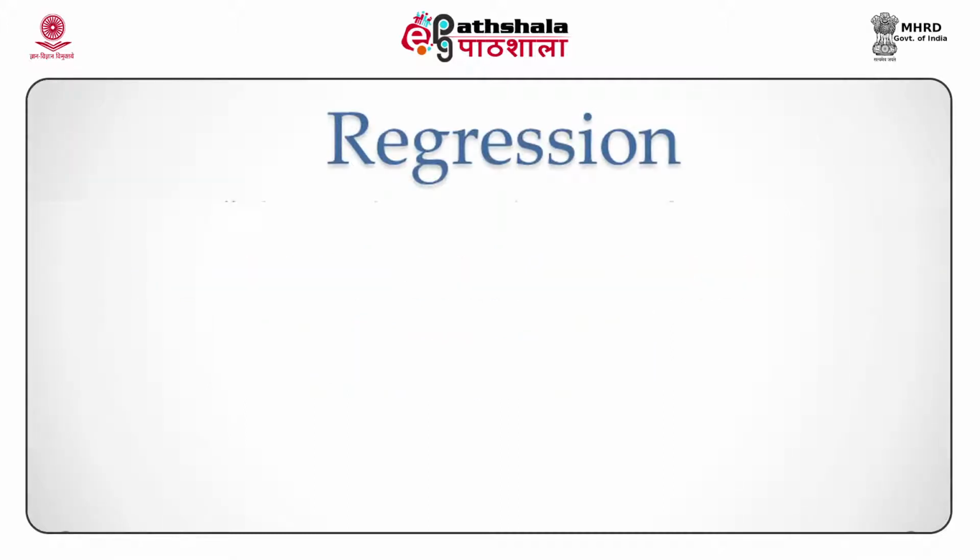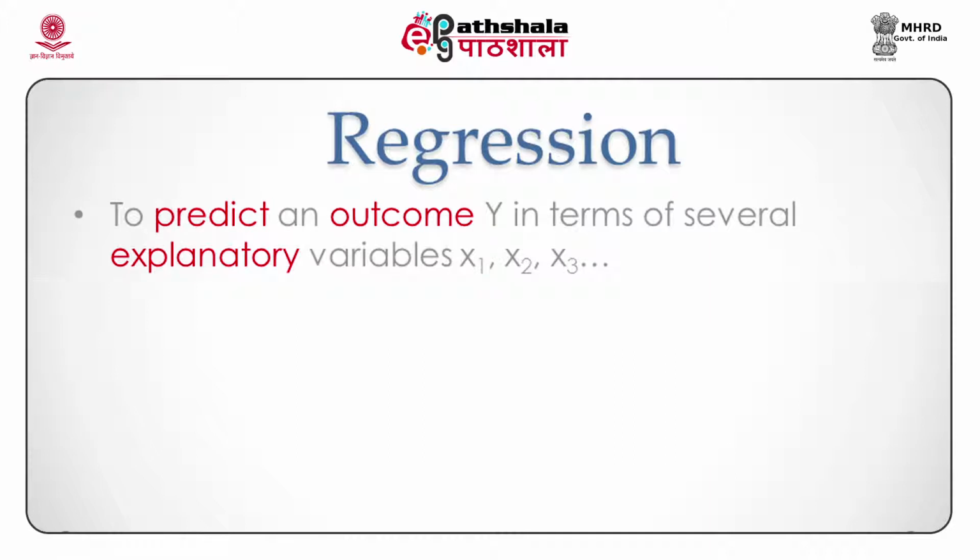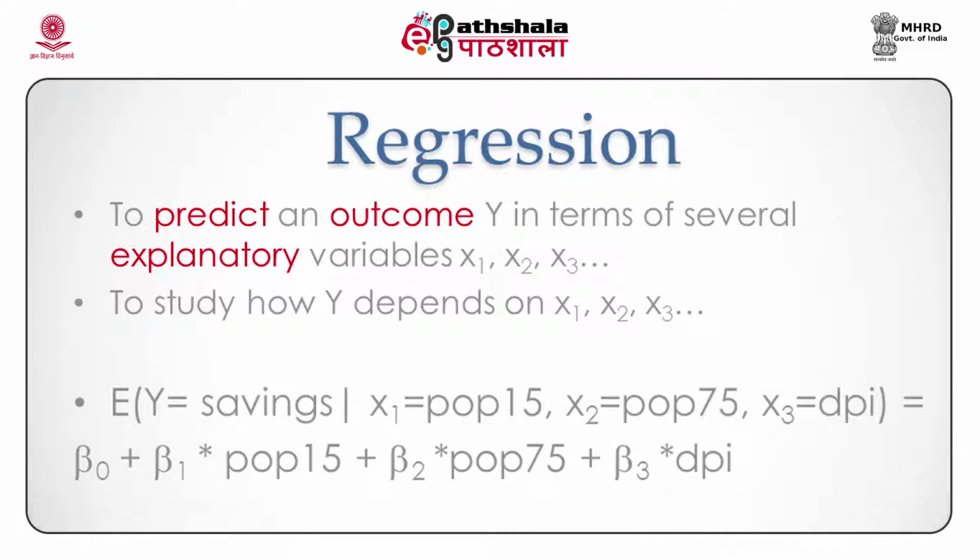Now we know that when we are in a regression setting, our focus is either to predict an outcome y in terms of several explanatory variables, x1, x2, x3 and so on, or to study how y depends on this set of covariates. So here for example is a typical regression equation which relates the savings of a country to the population under 15, the population over 75, etc.